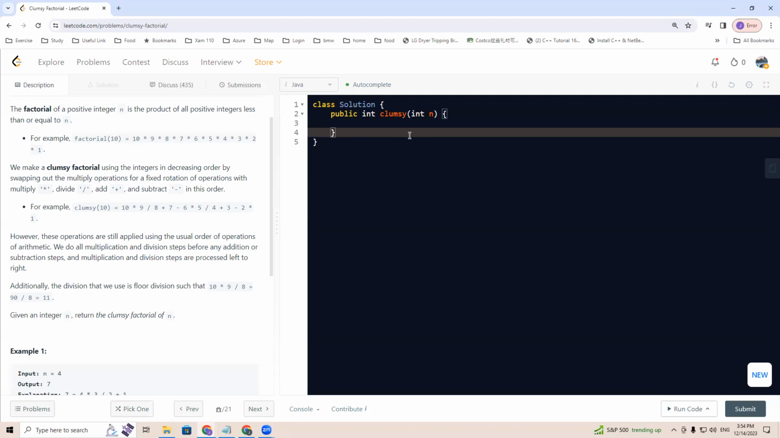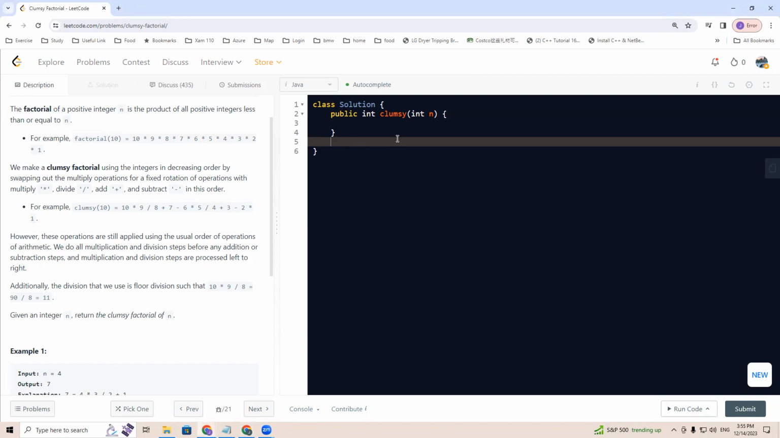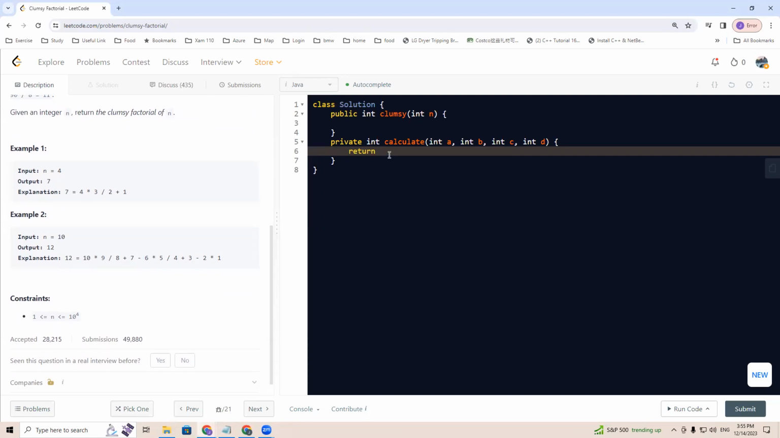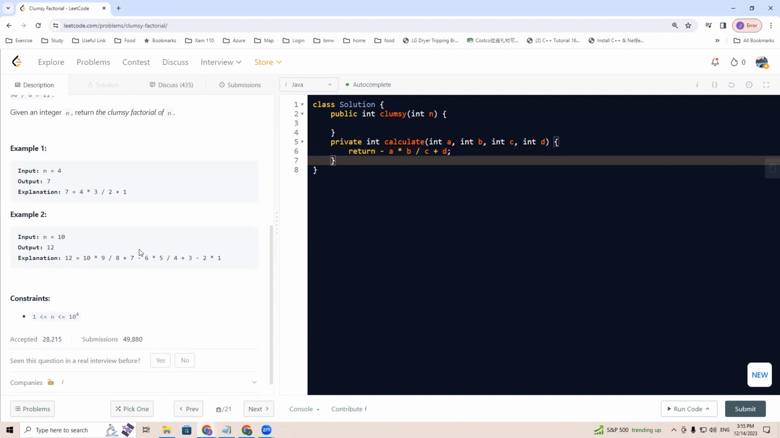We are going to write a function called special calculate and a function called calculate. Private int calculate: we're going to have 4 numbers, int a, int b, int c, int d. Let's look at the pattern. It should return minus a multiplied by b divided by c plus d, right? And for special calculate, we just handle this part. Let's have the initial value be special calculate plus this value.